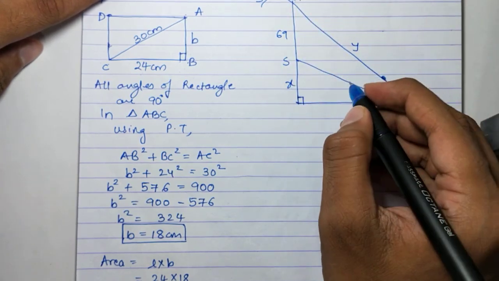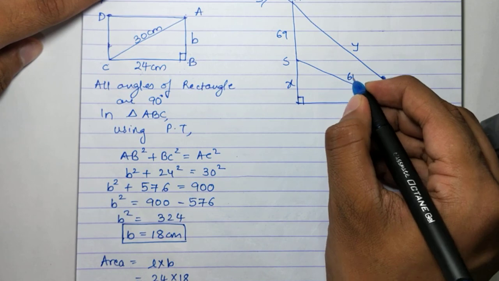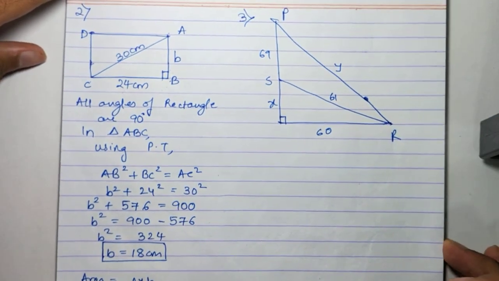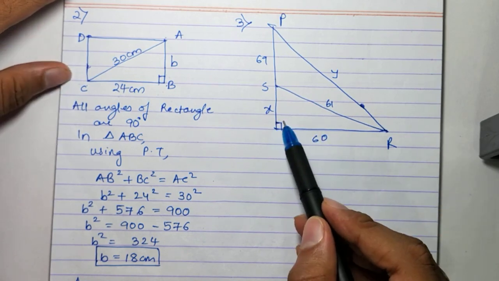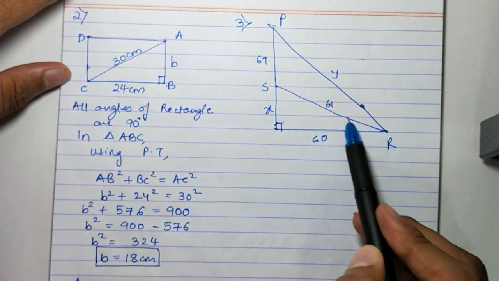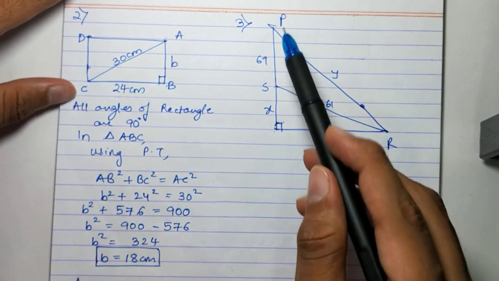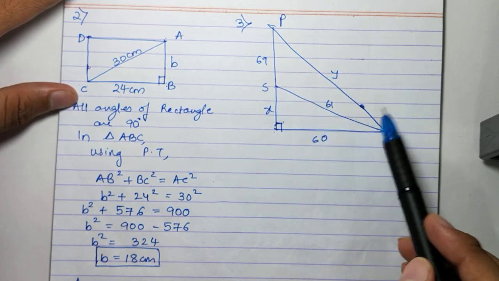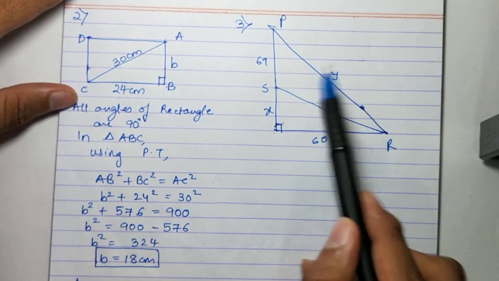Next, question number 3, sub question 1. Now in this question you can see there is a 90 degree here. So this triangle is a right angle triangle. This triangle PSR is not a right angle triangle, so do not take it and apply Pythagoras, because 90 is not given here.